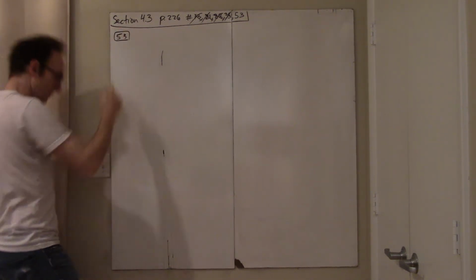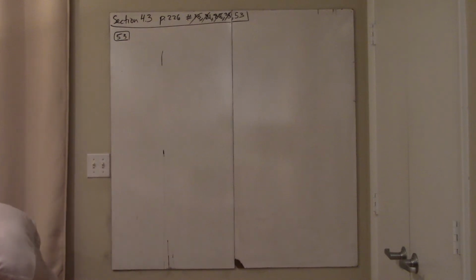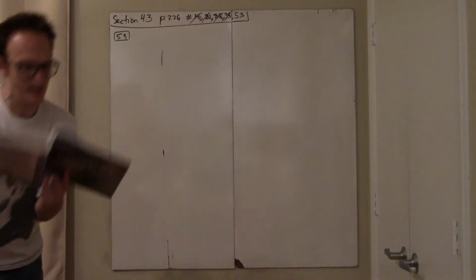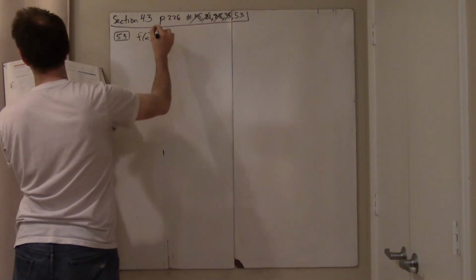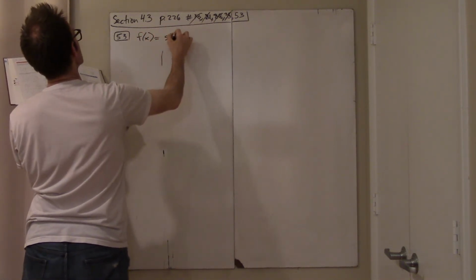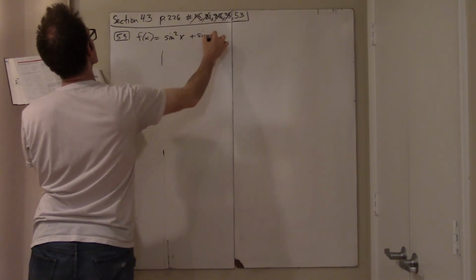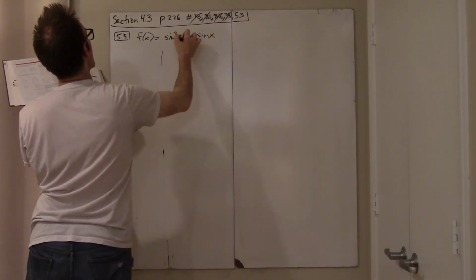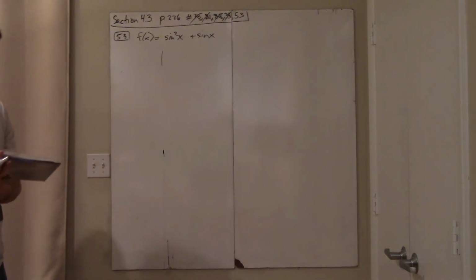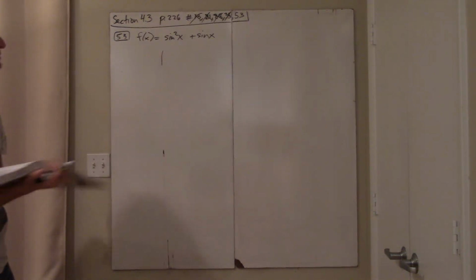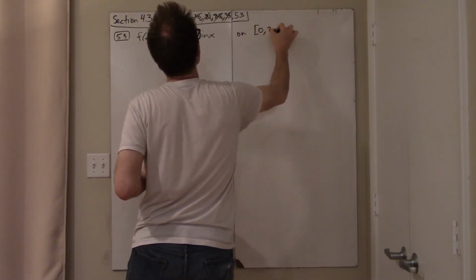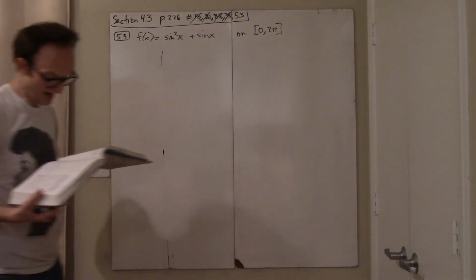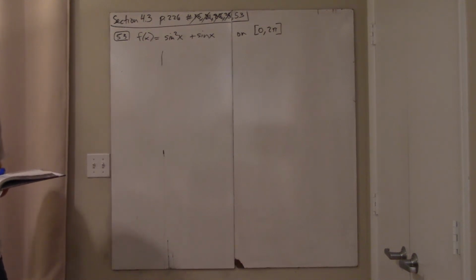Okay, 53. What's going on in 53? Same thing, I think, but now there's trig involved, and it gets quite hard. F of x equals sine squared x plus sine x. Directions: consider the function on the interval 0 to 2 pi. So on the interval from 0 to 2 pi, find the open intervals on which the function is increasing or decreasing, apply the first derivative test, and so on.